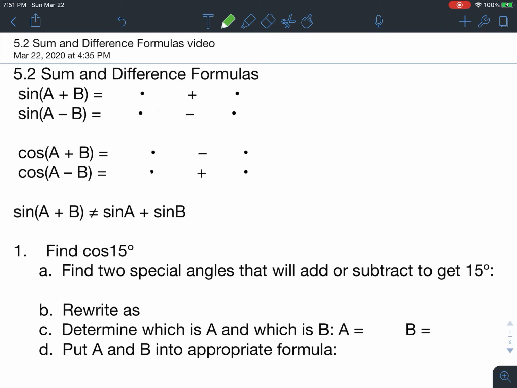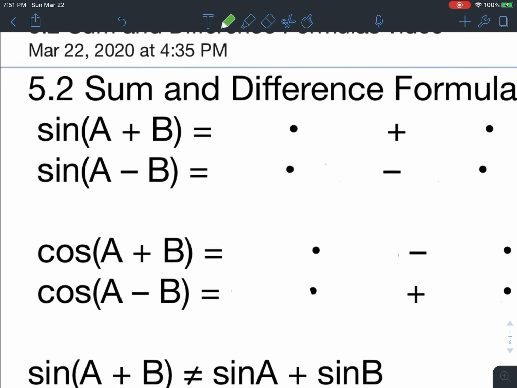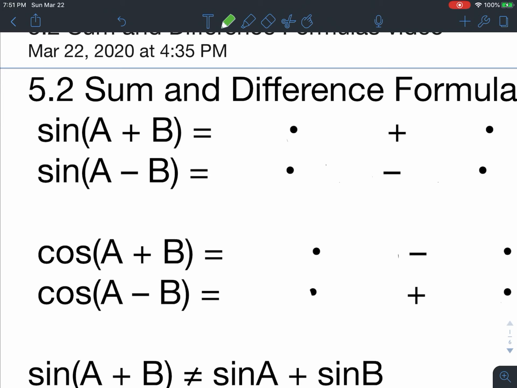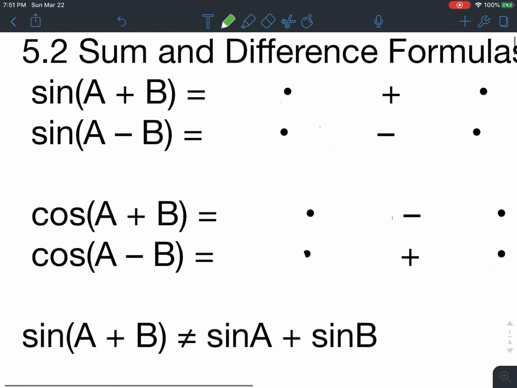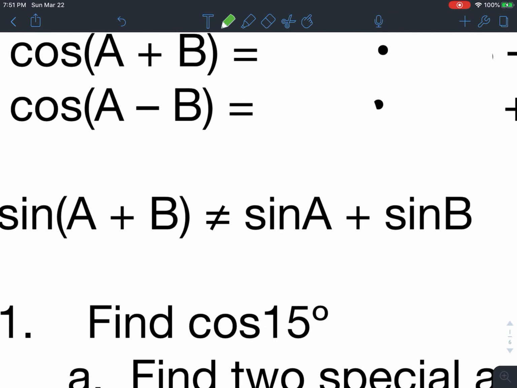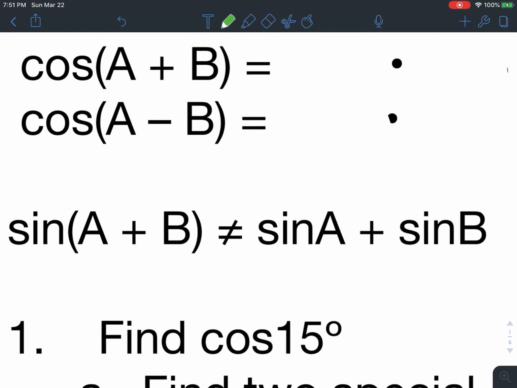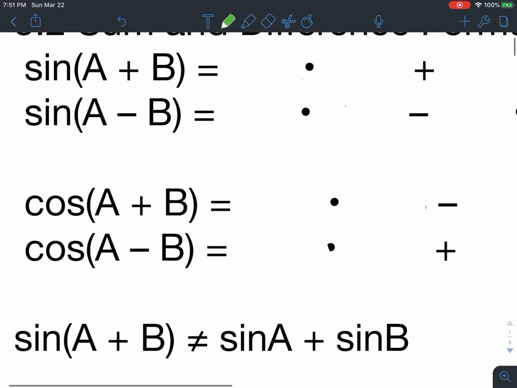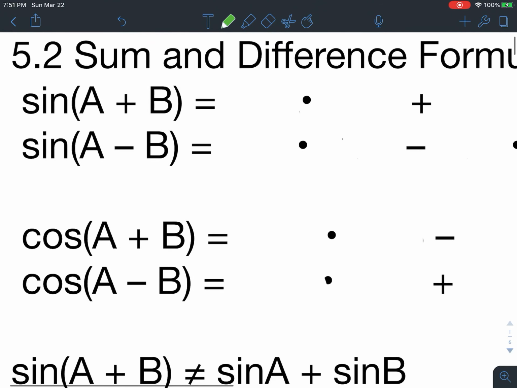There are formulas to find the sine of A plus B. So the sine of A plus B, where A and B are angles, is not just the sine of A plus the sine of B added together, as you see down here. It's a very big mistake. Don't do that. So there are formulas for when two angles are added together.